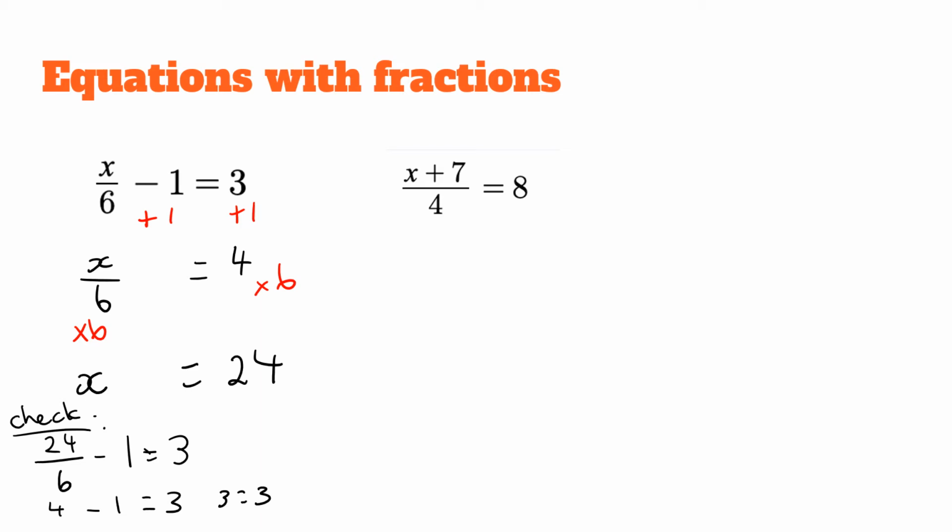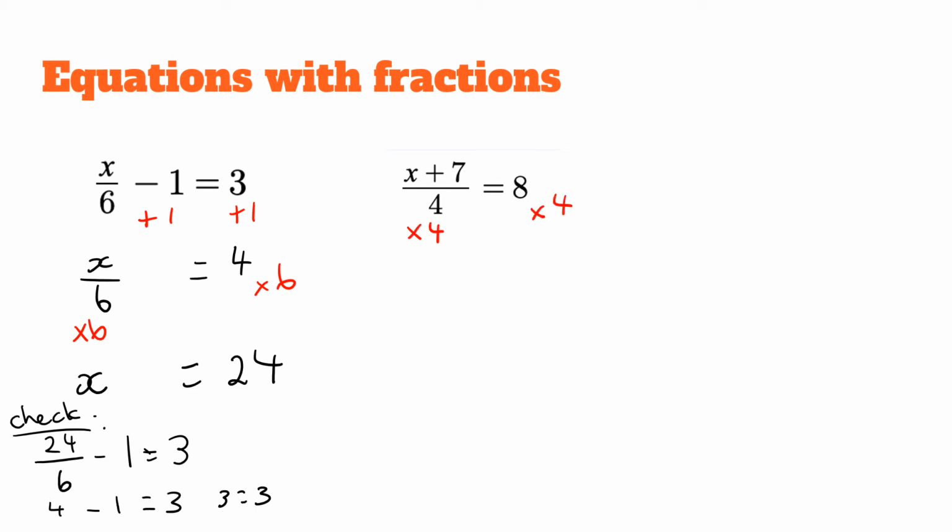Our next example is x plus 7 all over 4 equals 8. Now this one is different to our first one because this time the positive 7 is in the fraction as well. So I can't get to that 7 until I get rid of the fraction. So here we're going to deal with the fraction first. So I have x plus 7 all divided by 4 equals 8. So because this is being divided by 4, the opposite of that is multiplied by 4.